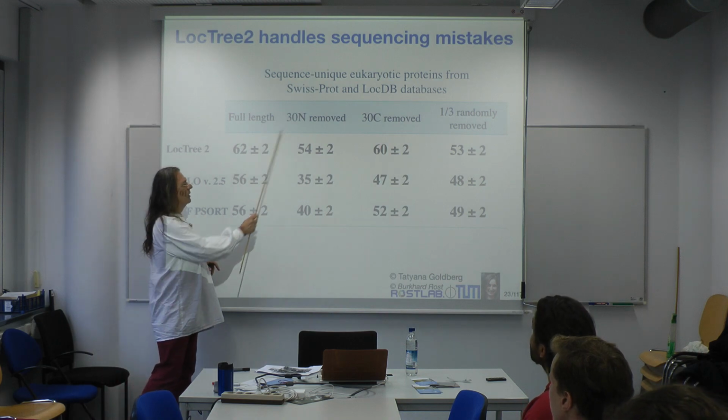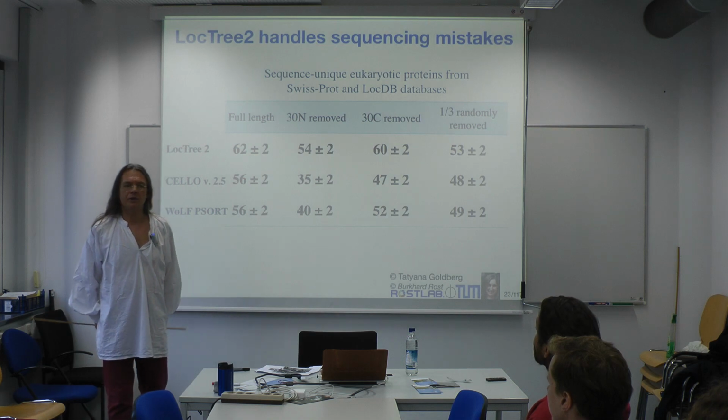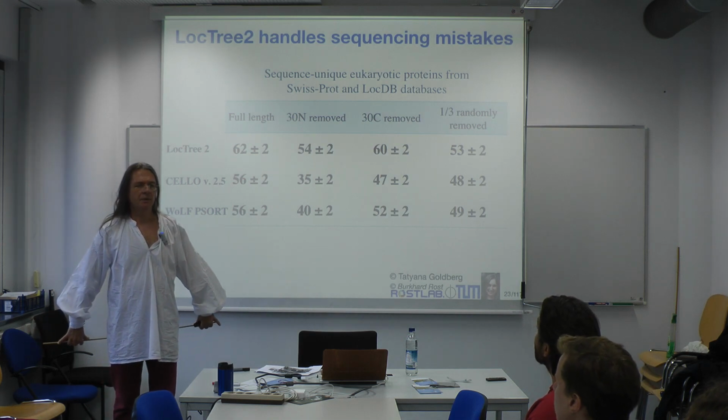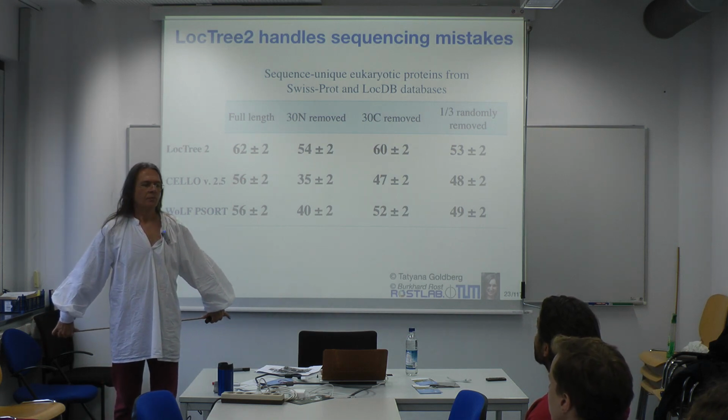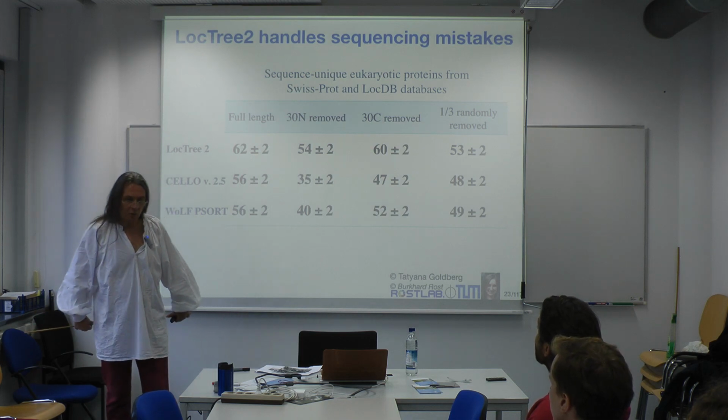Let's begin with this. So why is it so detrimental to remove the first 30 and not the last 30? Yeah? Because most of the localization signals are located there. Many localization signals that we know of are located there. It is not quite most.